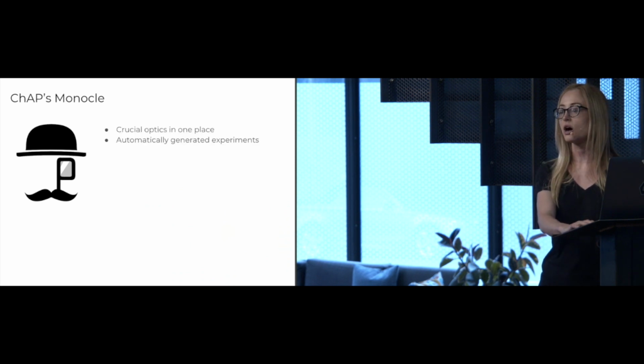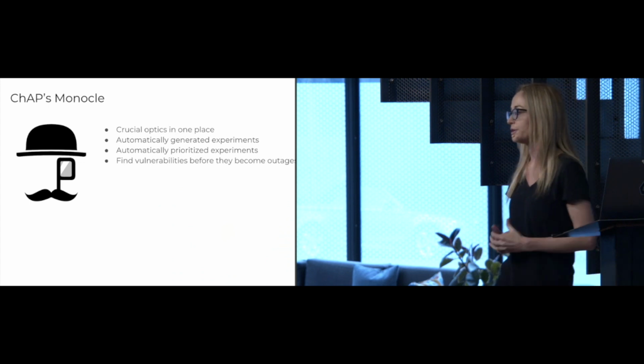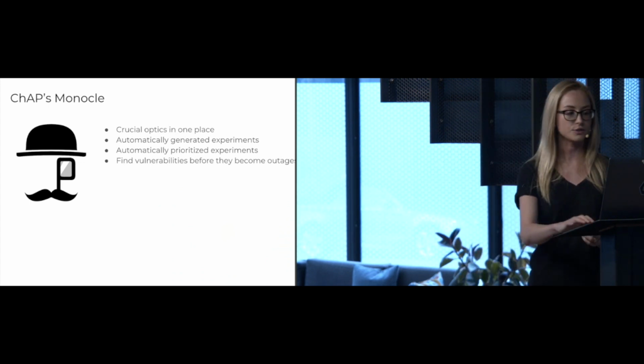So in summary, ChAP's Monocle is crucial optics in one place, automatically generated experiments, automatically prioritized experiments, and finding vulnerabilities before they become full-blown outages.